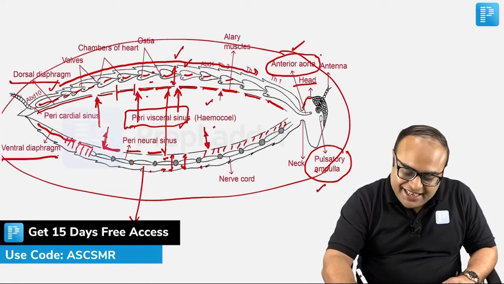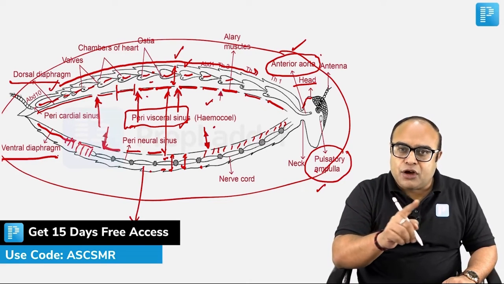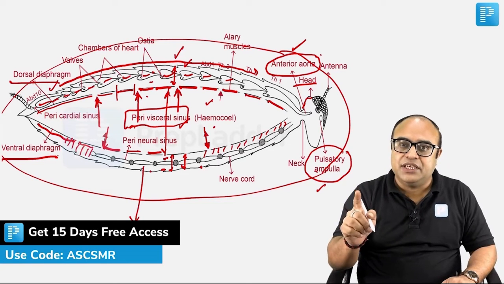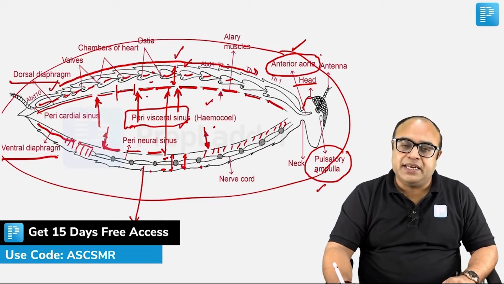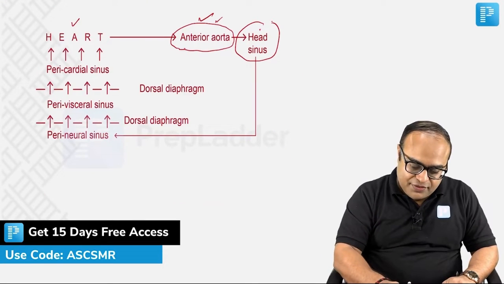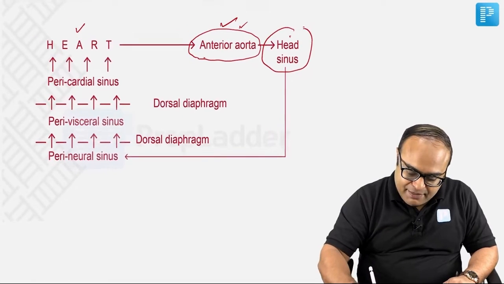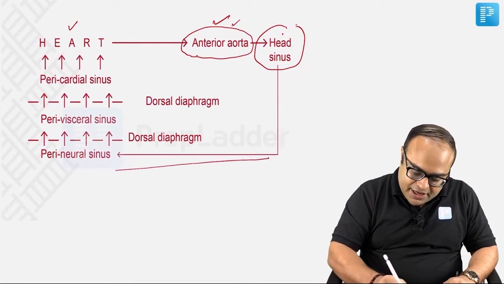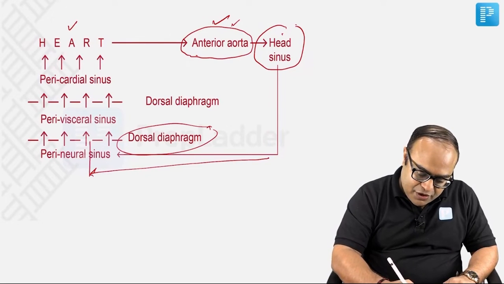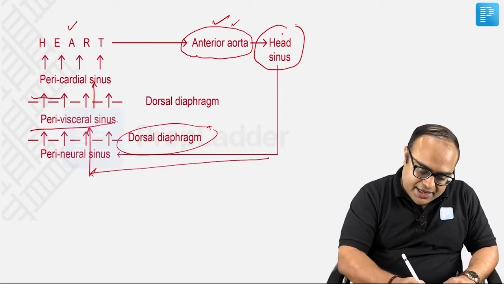What was this anterior aorta doing? It was connecting the thoracic, perithoracic circulation with the cephalic circulation. So that is the anterior aorta over here for you people. Okay. So when you have seen this diagram, now come on to this flow chart and have a check: from the head sinus into the ampulla, then again through the dorsal diaphragm, from the perineural sinus to the perivisceral sinus, perivisceral sinus to the pericardial sinus.